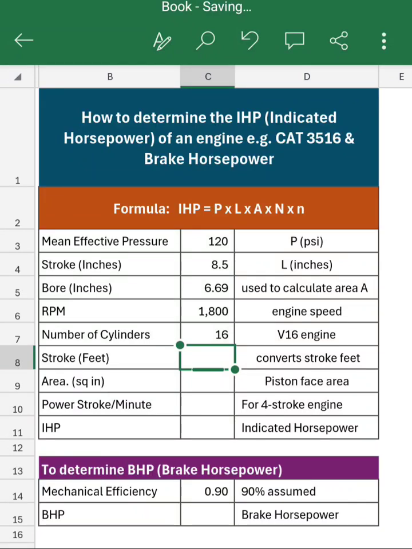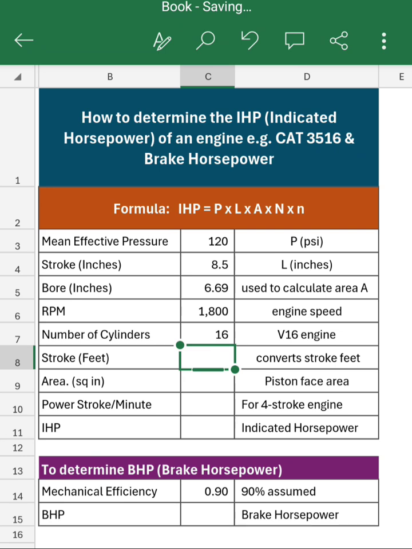Hey everyone, today I'd like to show you how to determine the IHP, or indicated horsepower, of an engine. In this example, I'm going to give you the CAT, or the Caterpillar 3516 model. It's a V16 diesel engine. I'm also going to give you the brake horsepower calculation. We're going to base this calculation on the formula IHP equals P times L times A times N times N.